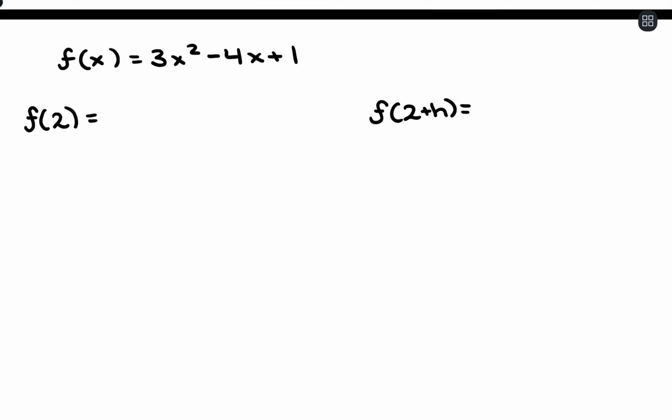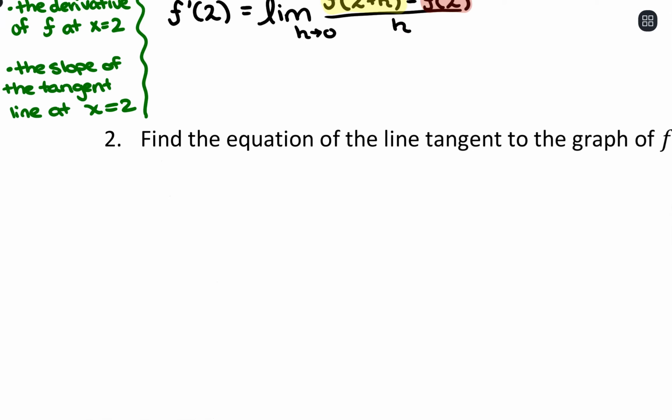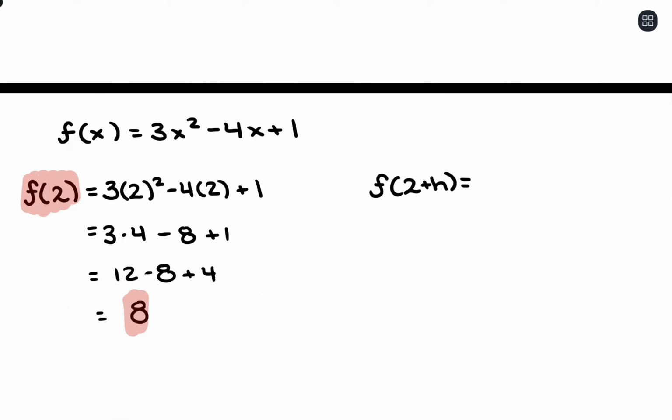So f of 2, we're plugging into our function. So 3 times 2 squared minus 4 times 2 plus 1, which is 3 times 4 minus 8 plus 1. So a 12 minus 8 plus 1. So we got a 4 plus 4. So we're getting 8 out. So what we just did is we found a substitution for f of 2. We can now just substitute the value 8.